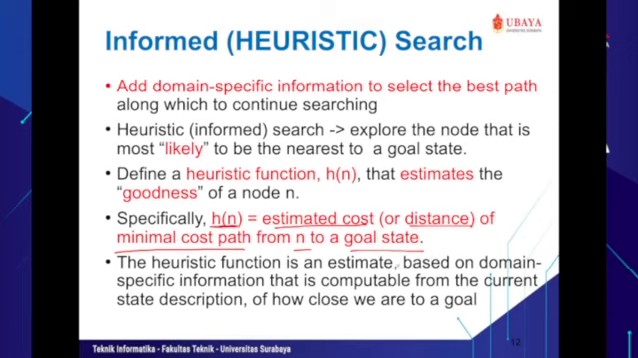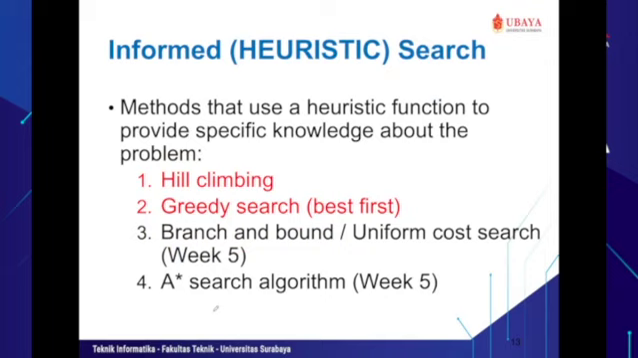This domain knowledge is based on domain-specific information, based on the problem and all the limitations that are given. That is computable. Remember, this is a very important characteristic. It must be computable from the current state description of how close we are to a goal if we take that move. Okay, let's see what methods can be used to provide this kind of specific domain knowledge to improve our search algorithm.